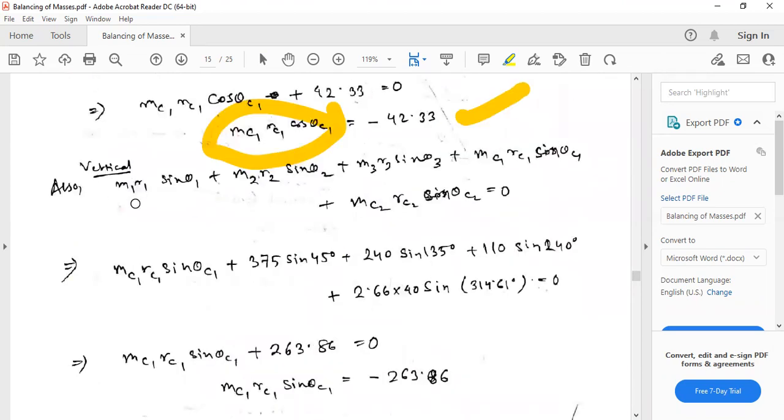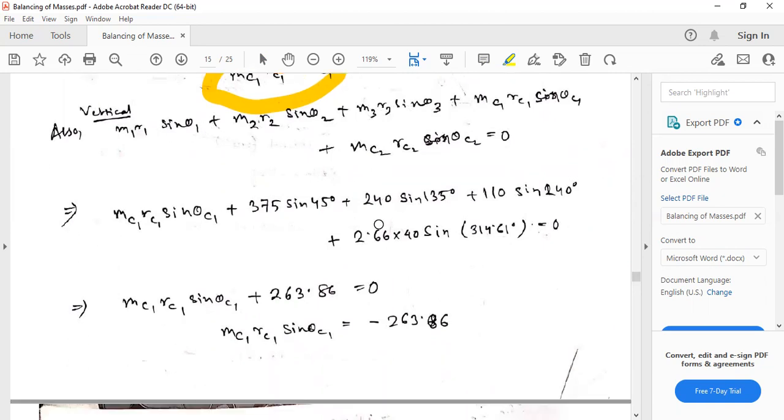Similarly, we'll take the vertical component and multiply by sine theta 1, sine theta 2, all the sine terms with each of them, and we take their respective angles. In this case, again, we don't know MC1, RC1, and sine theta C1. So MC1 RC1 sine theta C1, we'll keep separately and find out everything else.